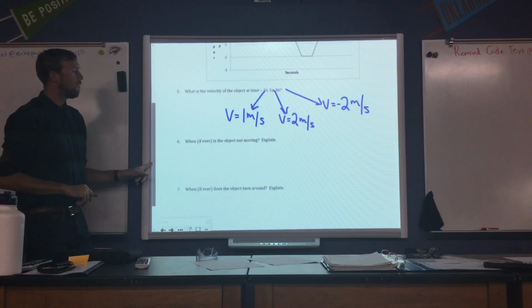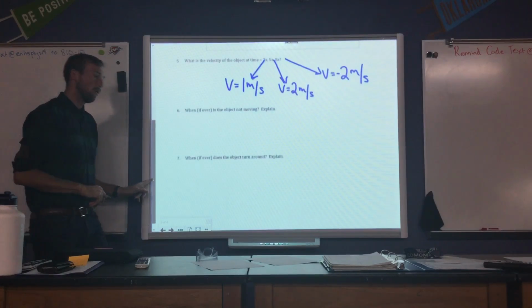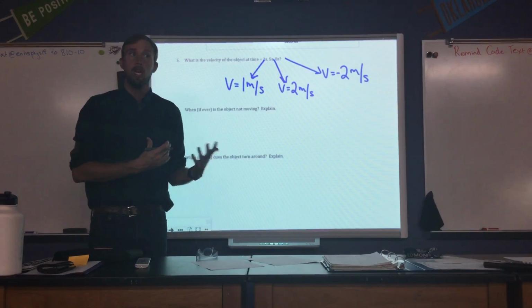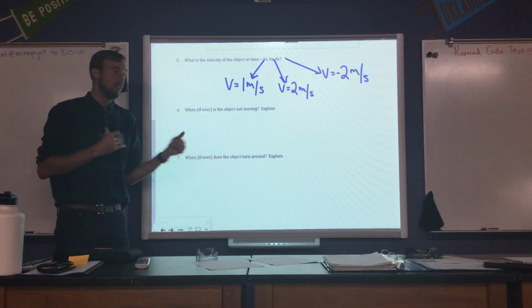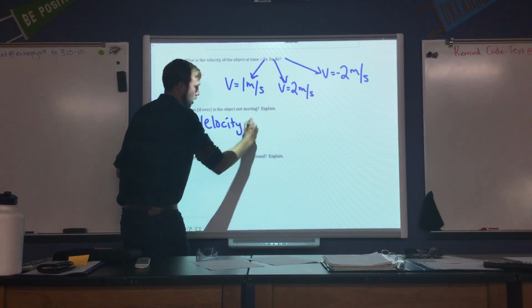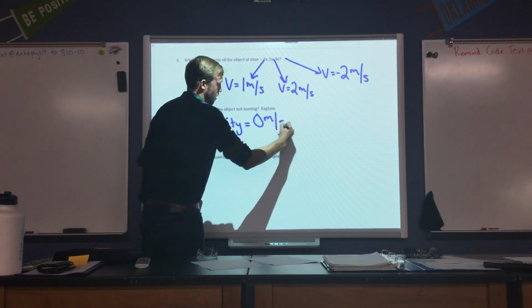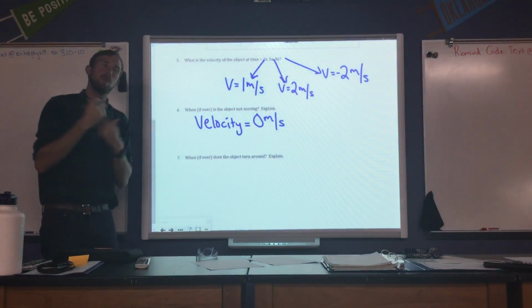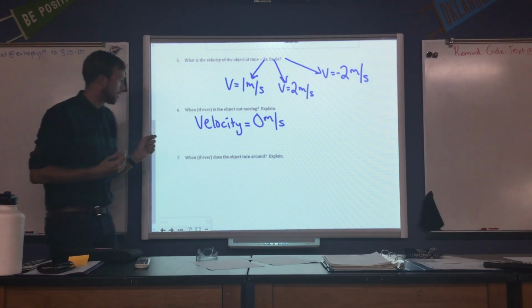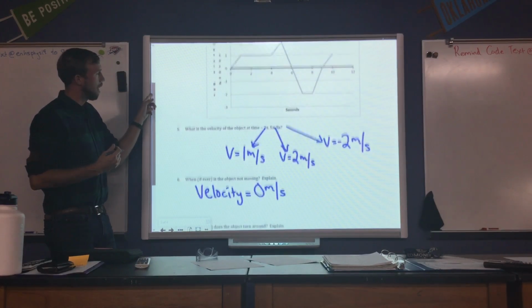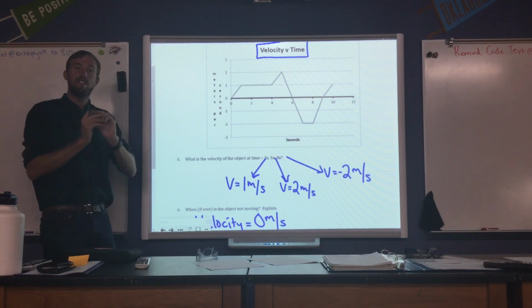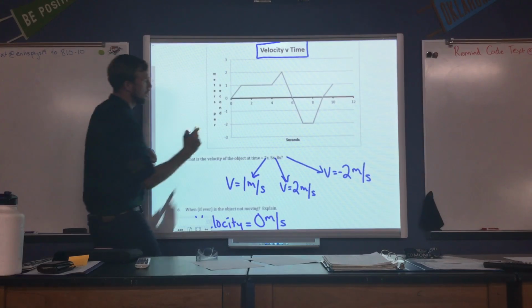Number 6 says this: when and where is the object not moving? Well, remember, by definition, velocity measures how fast something is moving. So if an object is not moving, that would mean our velocity equals 0 meters per second. Right? So now, we need to look at our graph to figure out where is our velocity 0 meters per second. So if I come back up to my graph, again, because this tells us directly about the velocity, I just want to find where my velocity hits 0.